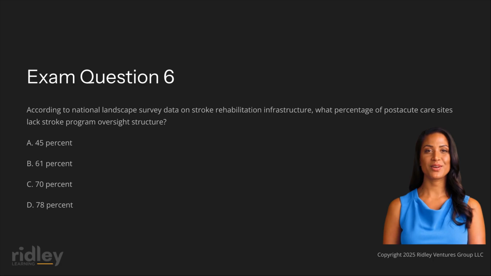Question 6. According to National Landscape Survey data on stroke rehabilitation infrastructure, what percentage of post-acute care sites lack stroke program oversight structure? The correct answer is D, 78%. Rationale: national survey data have revealed substantial gaps in stroke rehabilitation infrastructure across post-acute care settings. The finding that 78% of sites lack formal stroke program oversight is particularly concerning because structured programs are associated with improved adherence to evidence-based practices and better patient outcomes.